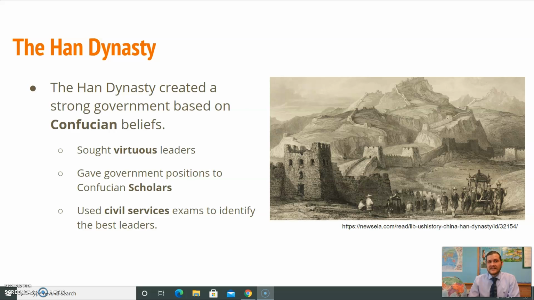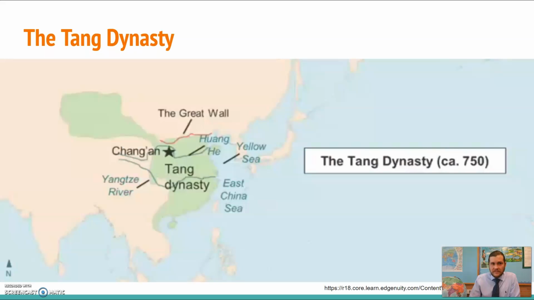Now, the Han Dynasty created a strong government based on Confucian beliefs. And Confucius was a religious philosopher, and his teachings kind of talked about the way that Chinese society should be set up. Now, the Han Dynasty sought virtuous leaders, and virtuous basically means that they had high moral standards. They gave government positions to Confucian scholars, and they used civil service exams to identify the best leaders.